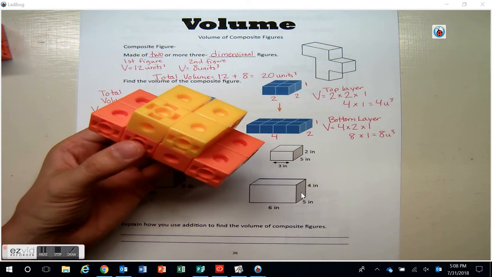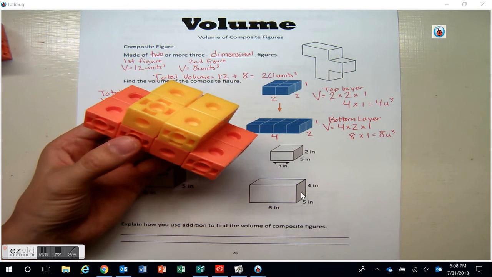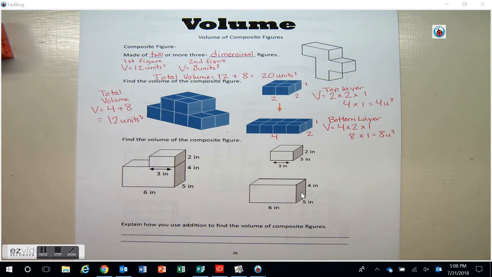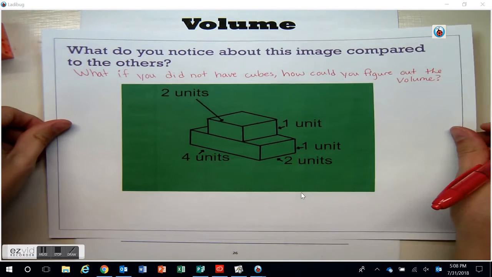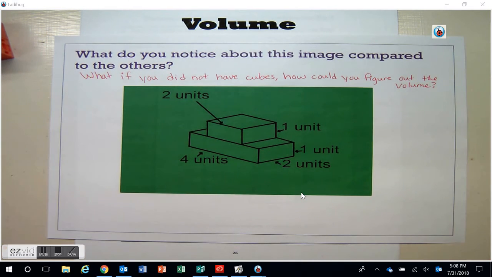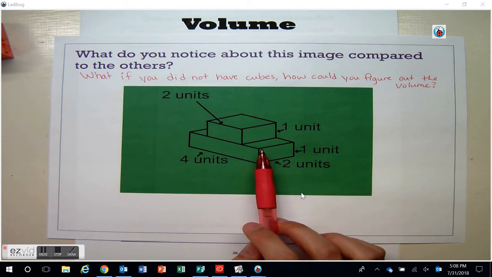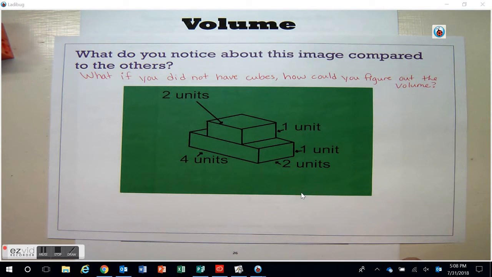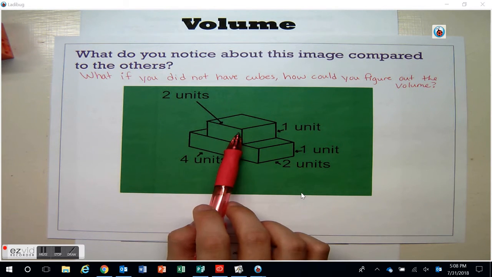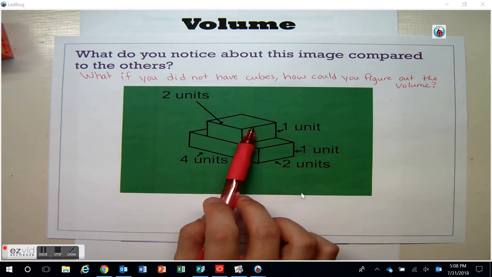I'm going to combine them, the volume from the top layer with the volume from the bottom layer, and get my total volume of 12 units cubed. 12 units cubed makes up this new figure.